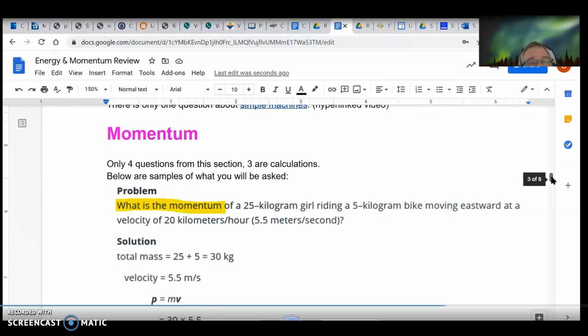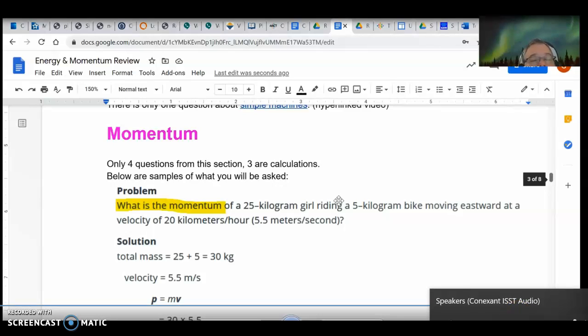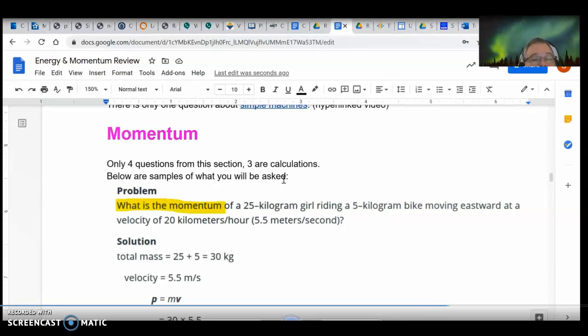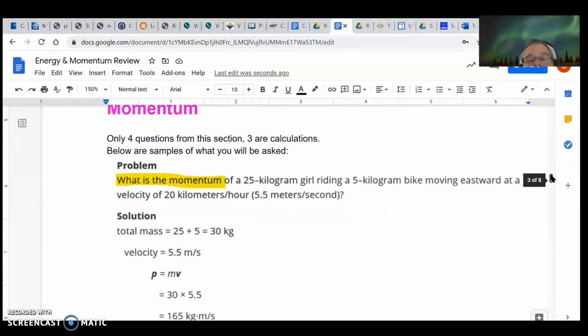There are 4 questions. Like I said before, almost every section is 4 questions. 3 of the 4 questions are going to be calculations. 1's a concept question of momentum. So here are the exam problems I found. These are really straight from tutorials.